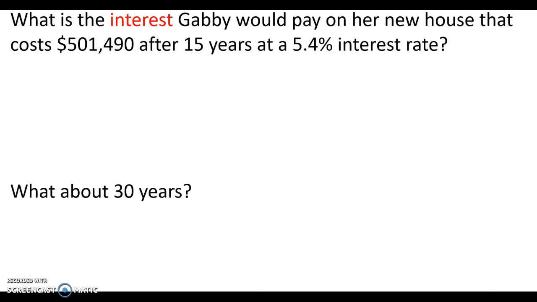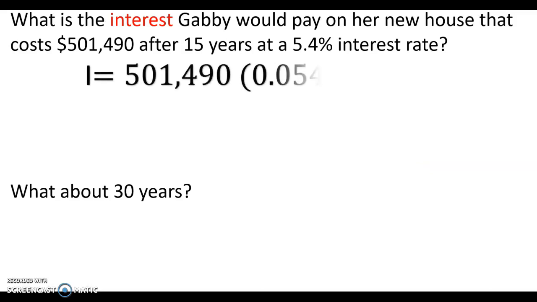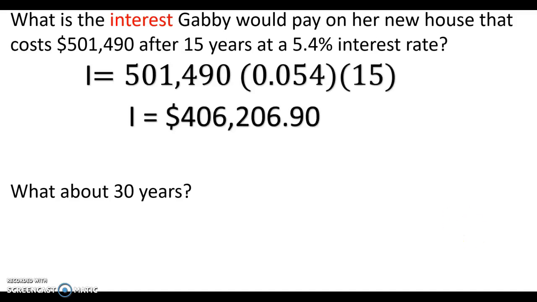So she got the interest rate of 5.4%. So let's see what it would be for 15 years. So if we take the 501,490 times 0.054 times 15 years, the interest alone is $406,206.90. So that's kind of a lot for just interest on that. But if you don't have cash to buy the house, it may cost you.